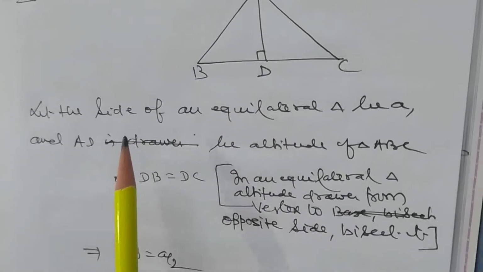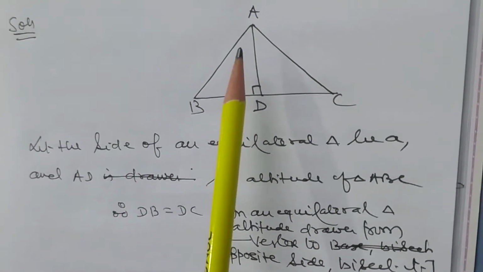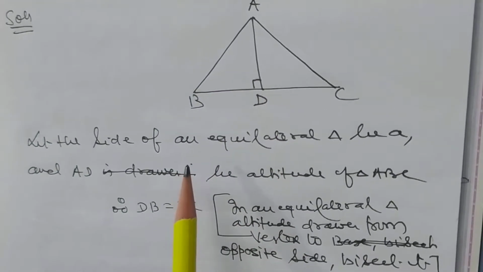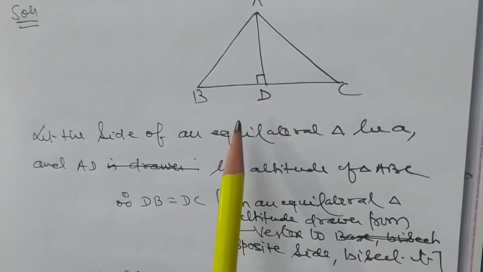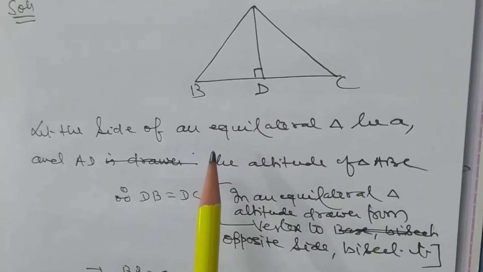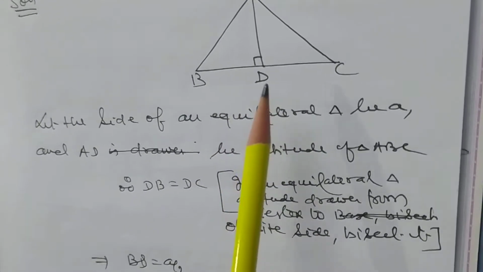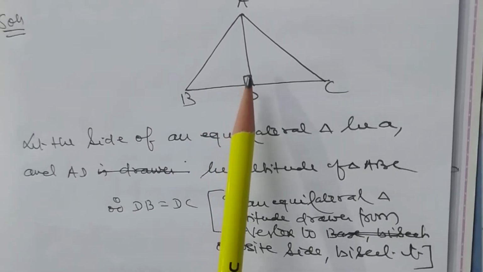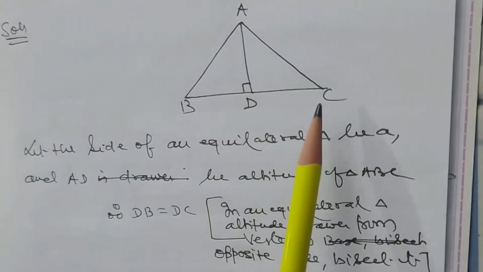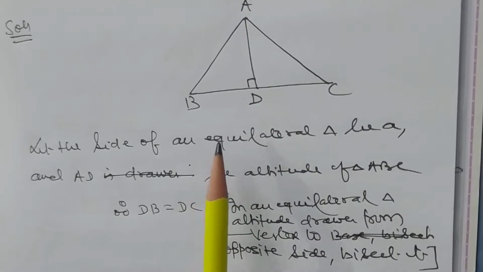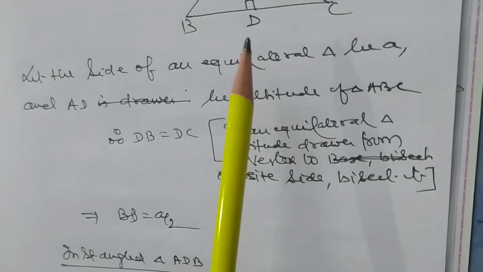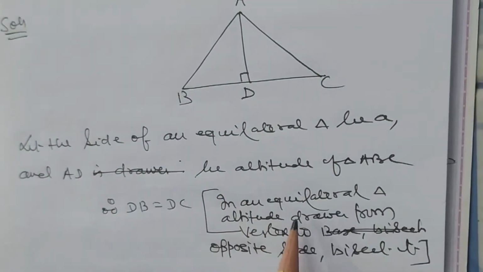You know from class 9 that when a perpendicular is drawn from a vertex to the opposite side of an equilateral triangle, it divides the opposite side into two equal parts. So my dear students, it can be shown in two ways: by proving triangles ADB and ADC congruent, or by this property. So now we prove this by the property.